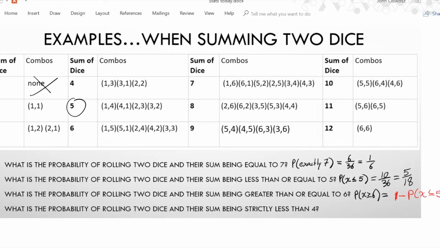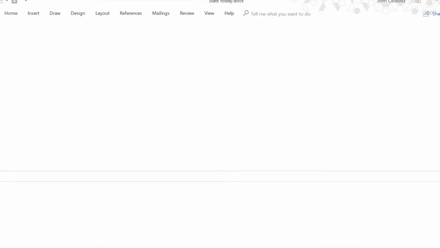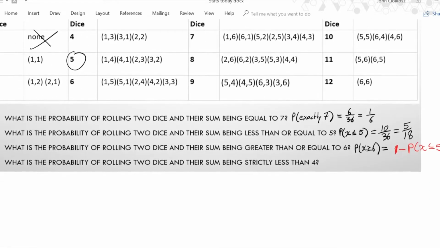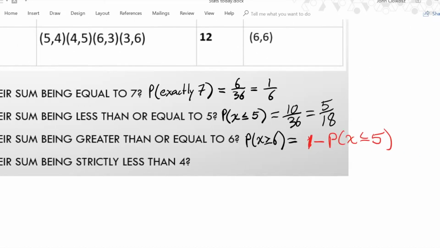And again, this is not necessary. You could just straight up count all the things that are greater than or equal to 6. But since we already did that one of being less than or equal to 5, we could do 1 minus that. So I could do 1 minus 5 out of 18, because we found the less than or equal to 5 already above, which will give me 13 out of 18.